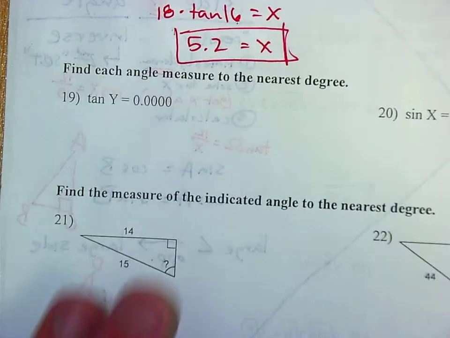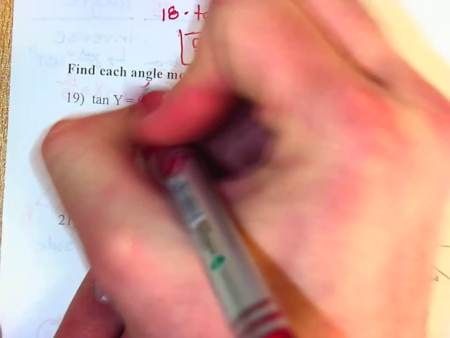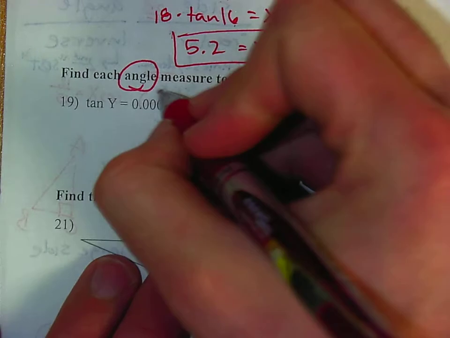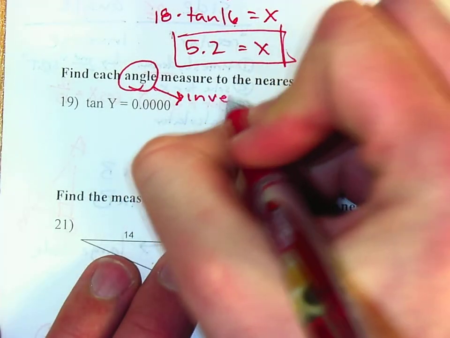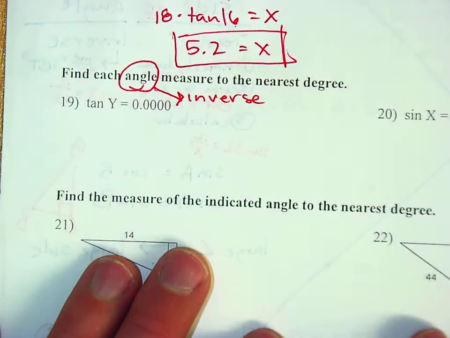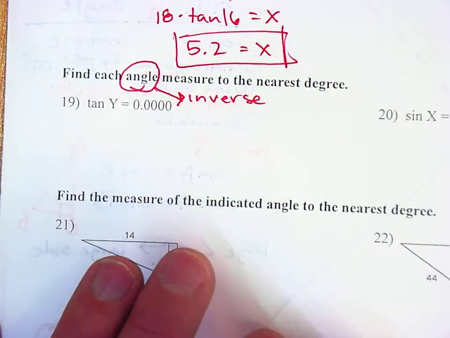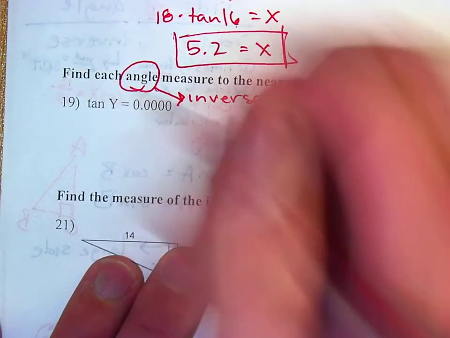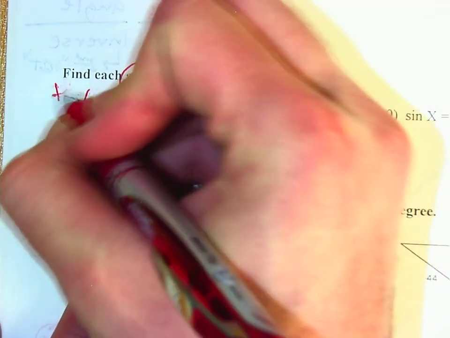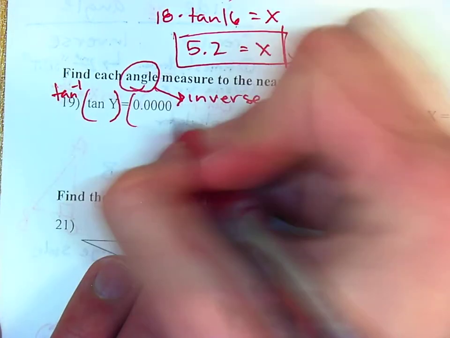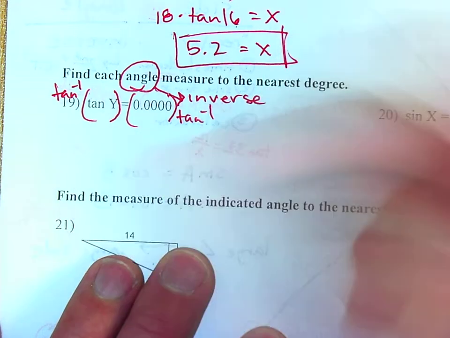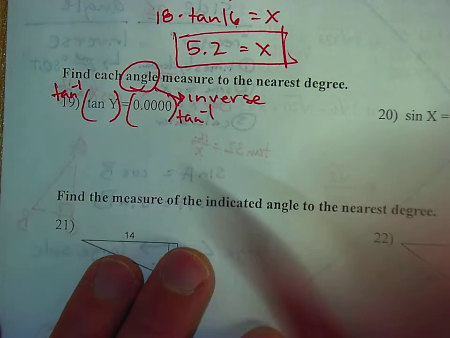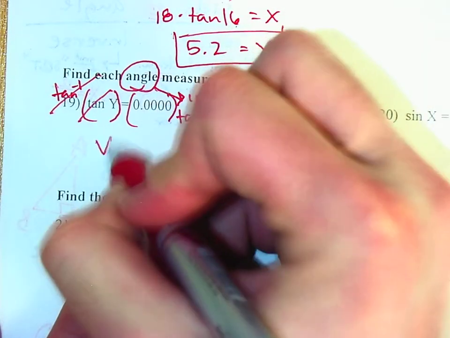So notice down here on 19 and 20, now they're asking us to find the angle. So when they ask us to find the angle, we're doing the inverse. Well, here we have tangent of y equals 0.0000. We want to get rid of that tan, so we're just going to do the inverse of tangent. That crosses out, and we get y.